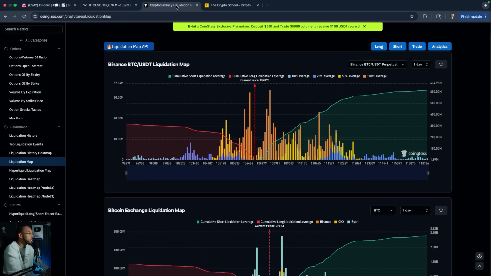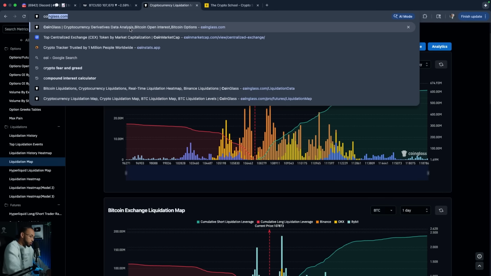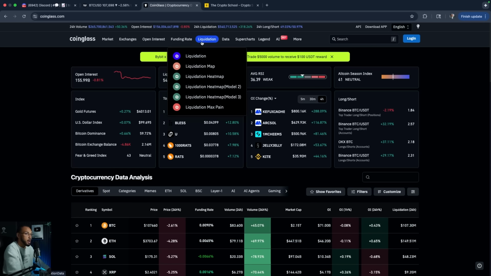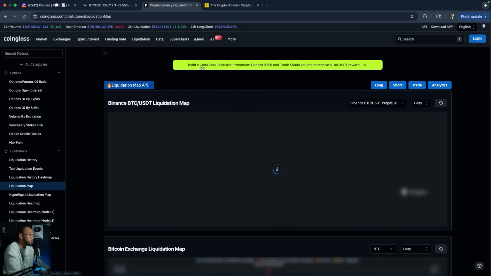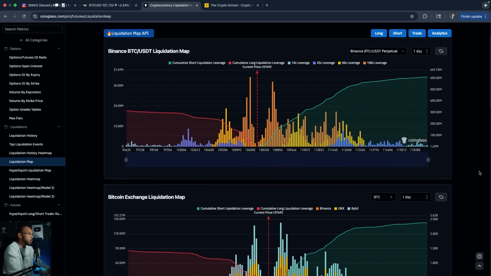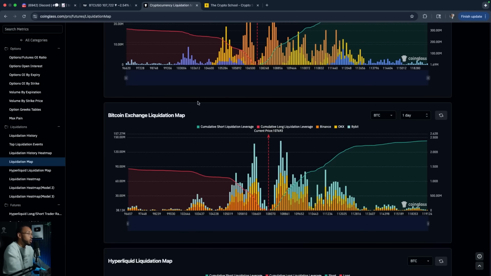So the liquidation map can be found on coinglass.com/pro/liquidation map. Or another thing you can do is just go to coinglass.com. You see how it says liquidation map right here? Hover over it, come back down to liquidation map. Now, we're going to ignore this one up here. Don't you worry about that. And we're going to ignore the one at the very bottom. We're paying attention to this one here in the middle. And let me explain to you exactly what you're looking at right now.